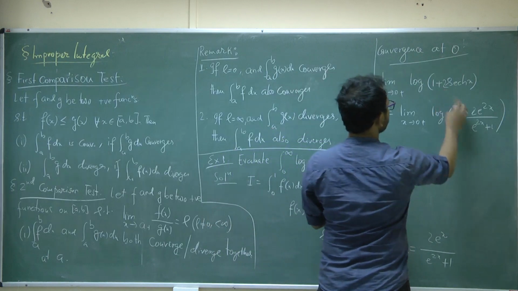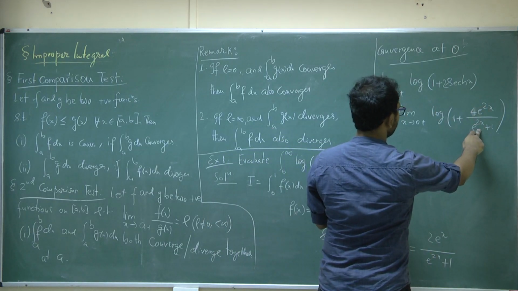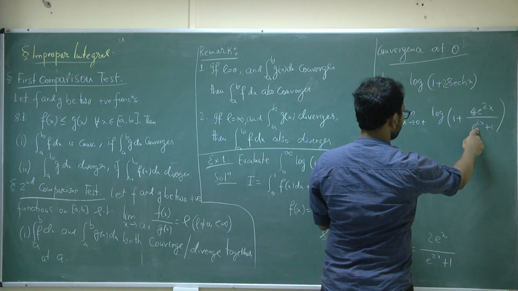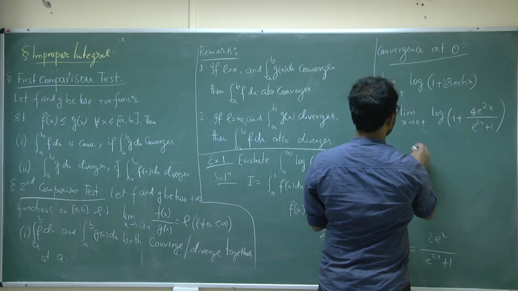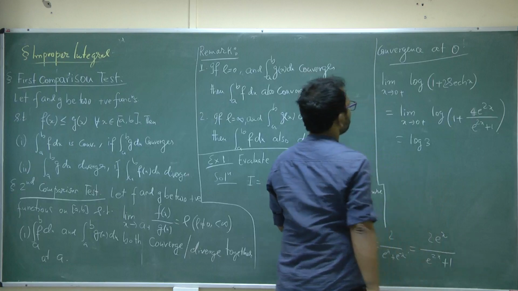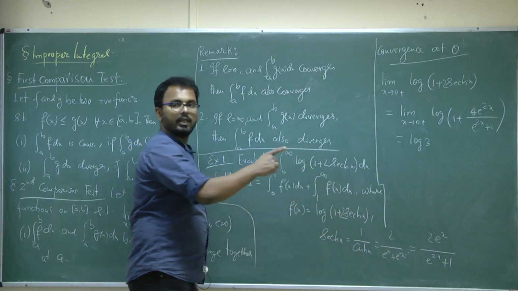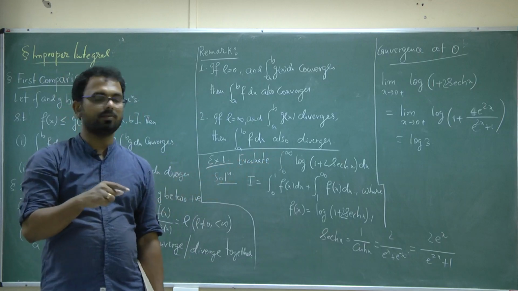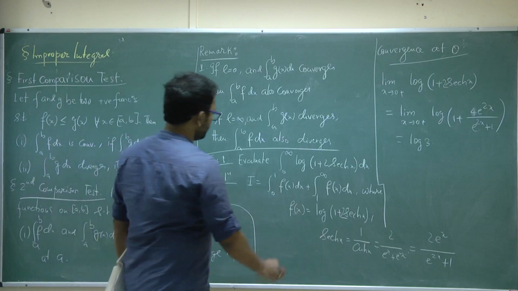So 2, so this will be 4, and when x is going towards 0, this will go towards 1. This one is 1, so 2, 4. So this will become log of 3. That means when x is tending towards 0, the integrand itself is finite. So the first integral, that means 0 to 1, is always finite. So therefore, this is a proper integral.